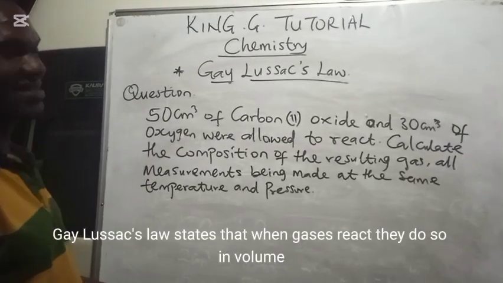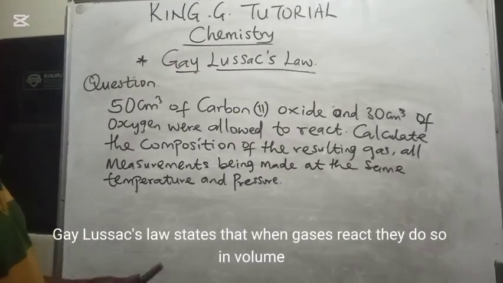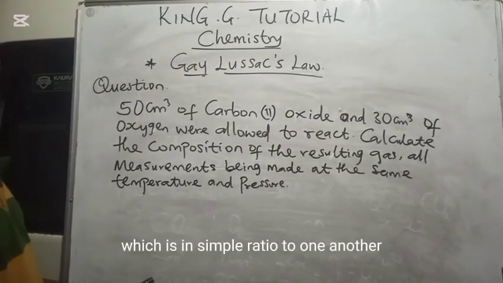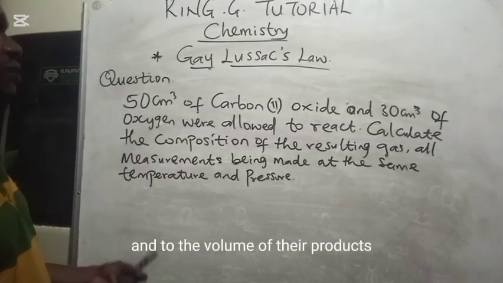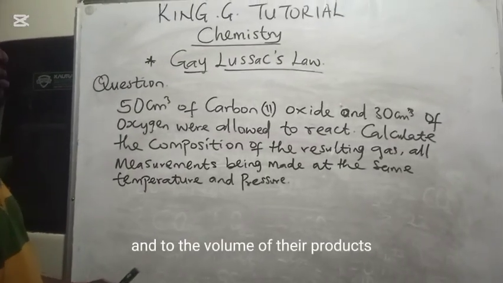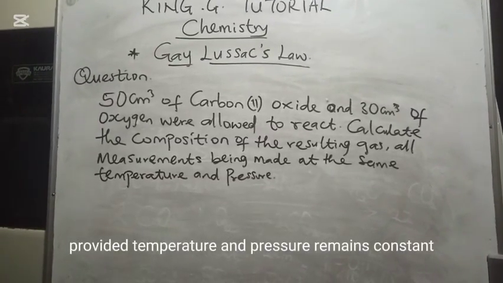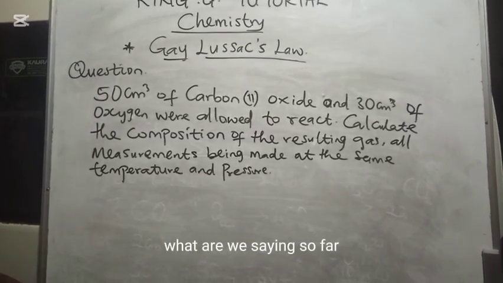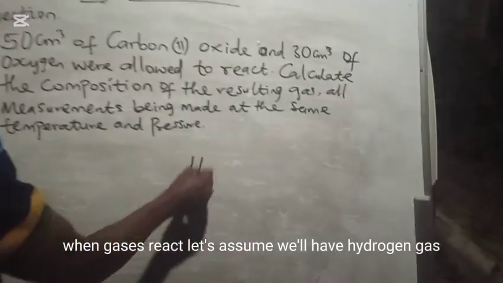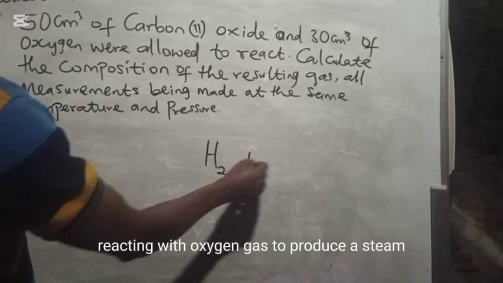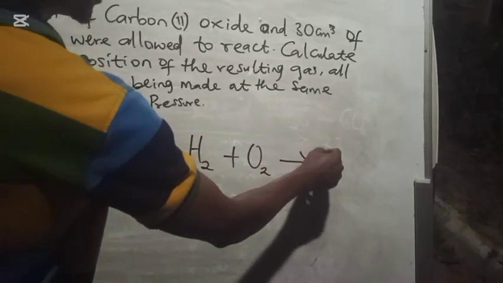Gay-Lussac's law states that when gases react, they do so in volumes which are in simple ratio to one another and to the volume of their products, provided temperature and pressure remain constant. What are we saying so far? When gases react, let's assume we have hydrogen gas reacting with oxygen gas to produce steam, right?